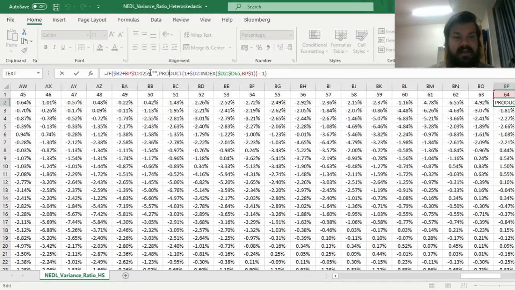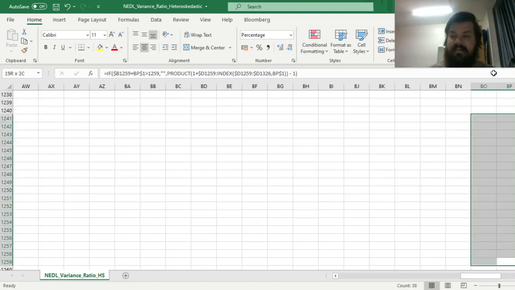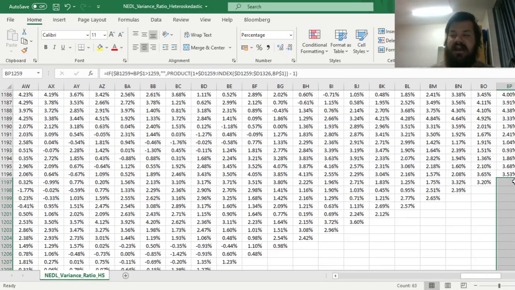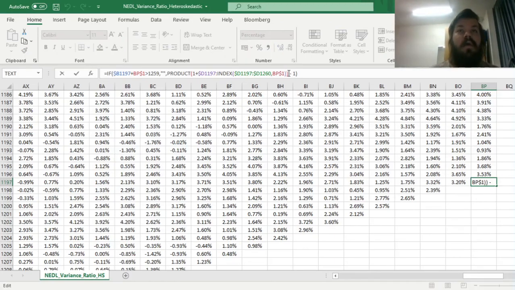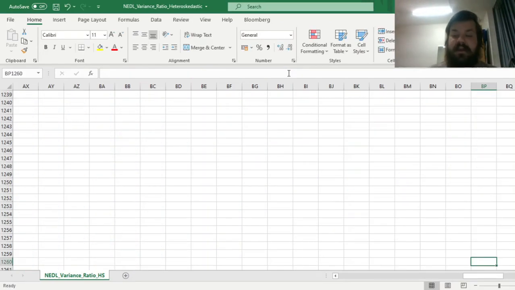And the condition at the start allows us to fill the 63 last observations here with blanks, simply because we don't know what is the cumulative return for the 64-day period over here, as these days haven't yet happened. So this careful formula allows us to account for all possibilities and calculate those cumulative returns, variances of which we are calculating over here.